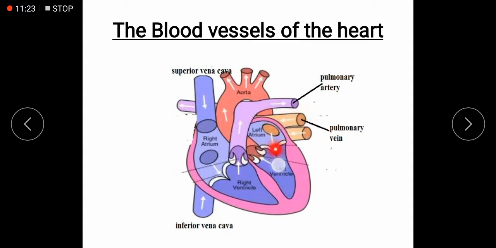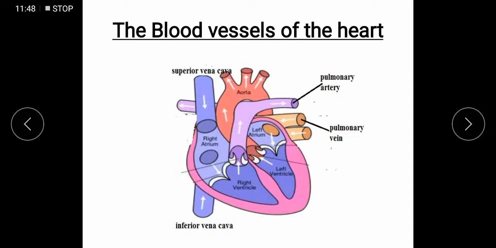And let's see, the blood then will move to the aorta. Let's have a look at this aorta. It's large and big, so from the name aorta, it's related to artery. The aorta is the blood vessel that is connected to the left ventricle. It's the largest blood vessel in our body. It's the largest artery in our body.